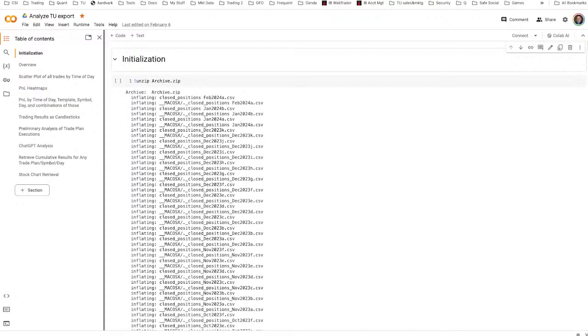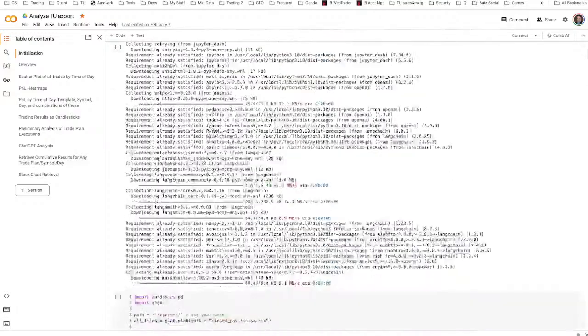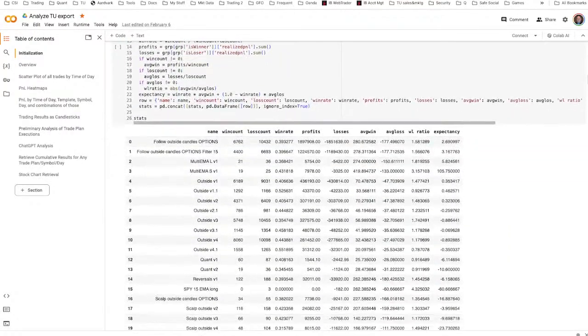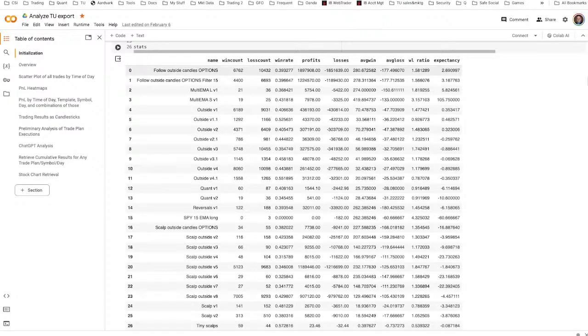But this is how you export the data, and then we have this data analysis tool that I hopefully have some stuff I can show you from old data, but we calculate based on the trade. These are different trade plans I've been testing with. We can calculate the expectancy. We have the win rate. We have the average win size, average loss size, and the win-loss ratio.